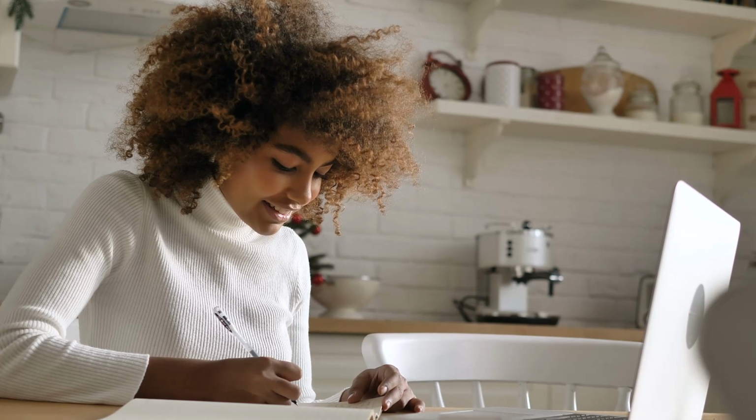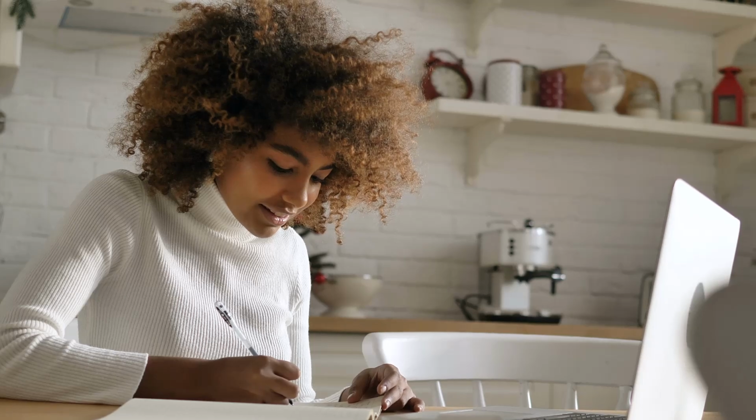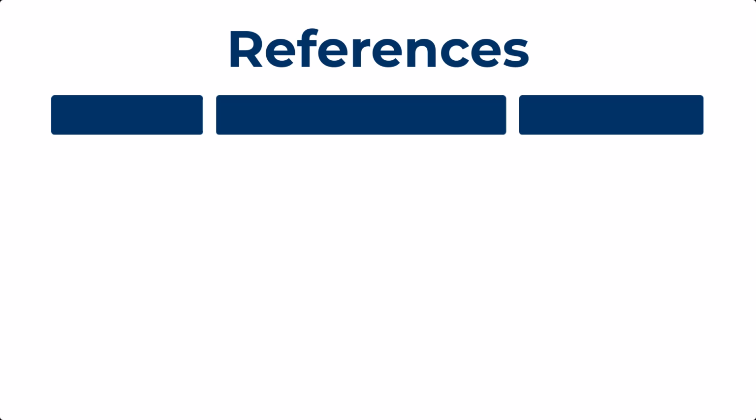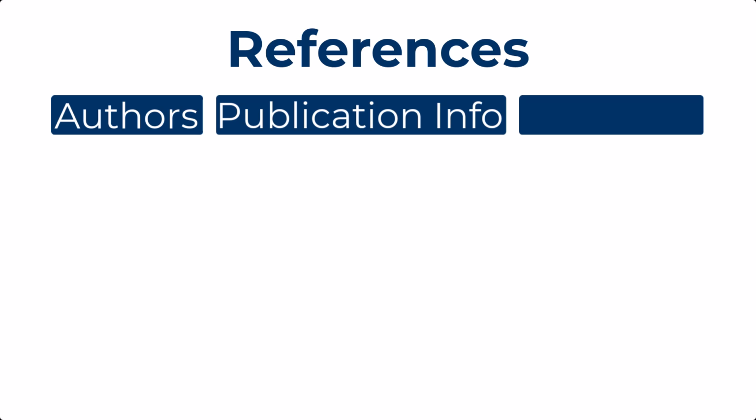Let's create a Chicago-style or Turabian-style reference for a journal article. References, which are also known as bibliography entries, have 3 sections. The first is the author's section. The second is the publication information. And the last is the locations section. These sections are separated from one another by periods or commas.